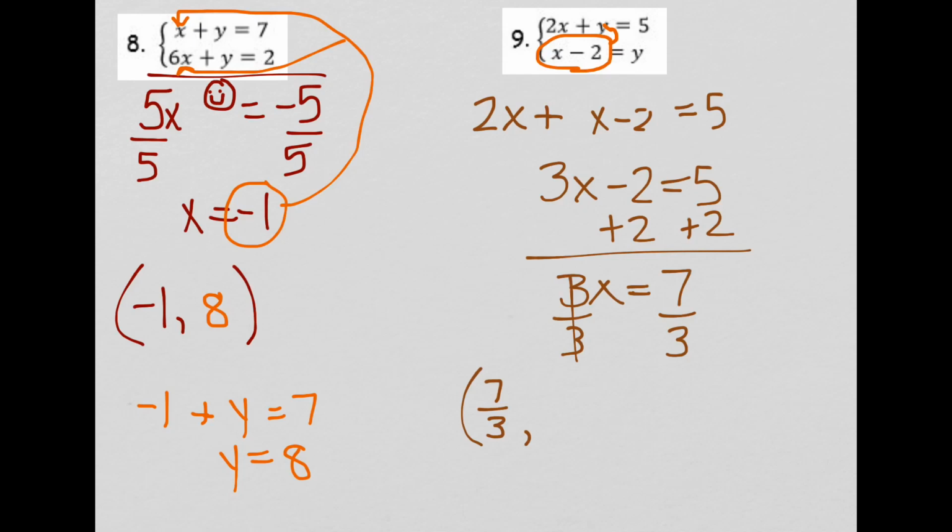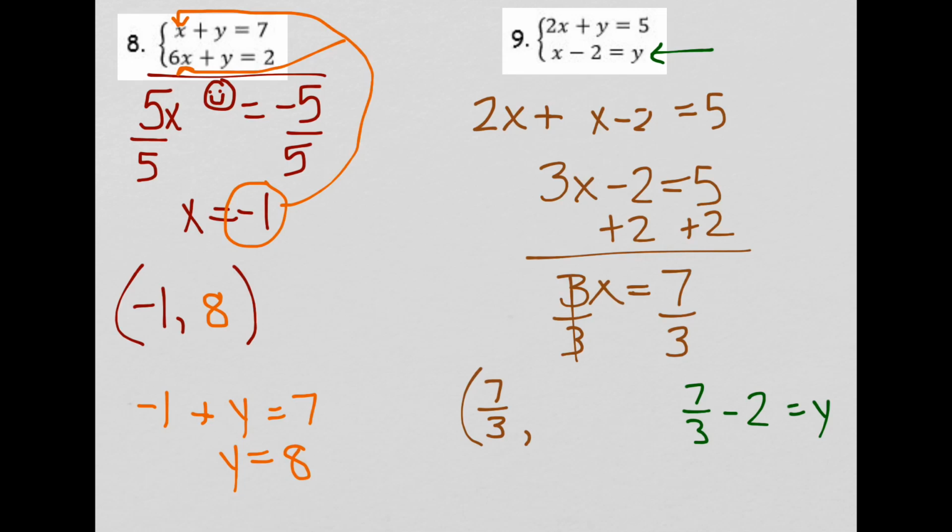Now I'm going to plug my 7/3 back into one of the original equations. Since x is 7/3, I'm going to stick it into this second equation. And so it's going to say 7/3 minus 2 equals y. And I'm trying to figure out what y is.